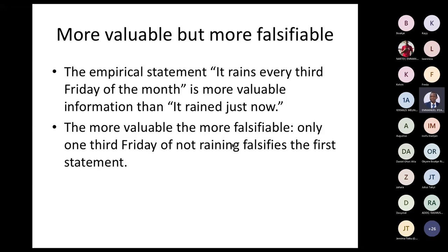There is only a limited number of things you can do with the information that it rained just now. So the more valuable, the more falsifiable. It will take only one fourth Friday of not raining to falsify the first statement that it rains every third Friday of the month. So the more valuable the information, the more falsifiable.